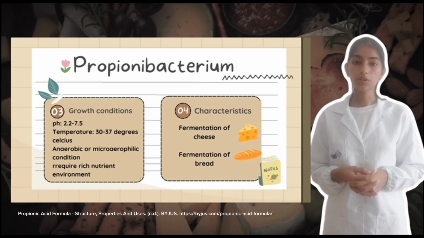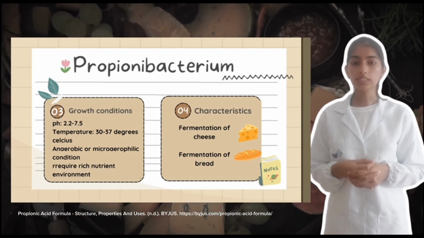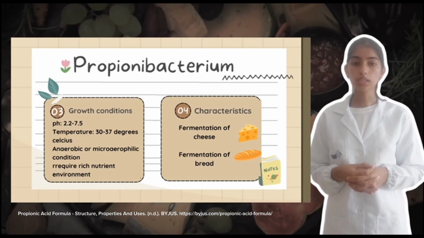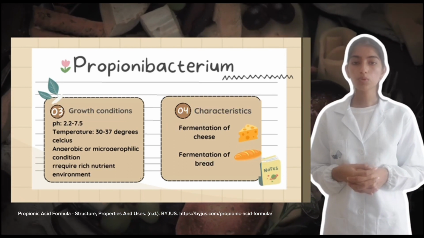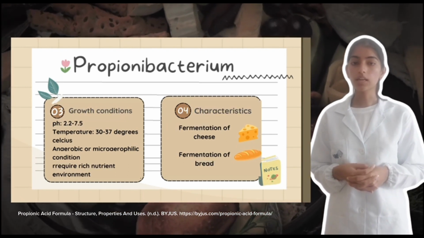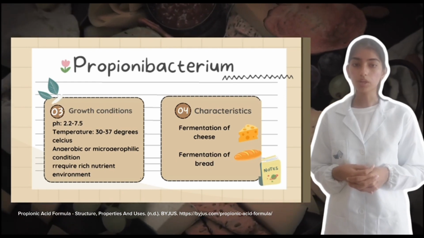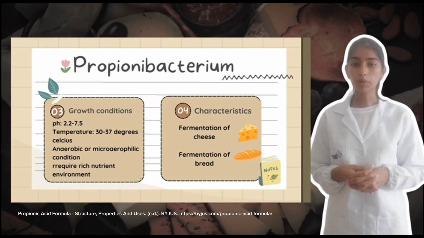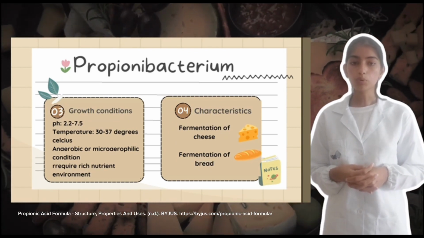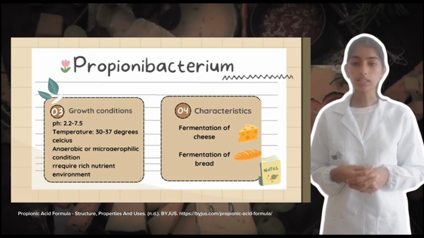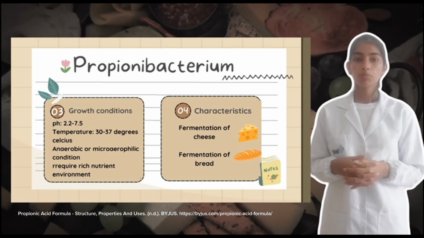Propionibacterium, the unsung hero of cheese production. This bacterium is responsible for the distinctive flavor and texture of Swiss and Emmental cheeses. During the fermentation process, Propionibacterium consumes lactic acid and produces carbon dioxide and propionic acid as byproducts. The carbon dioxide forms bubbles, creating the characteristic holes in the cheese, while the propionic acid contributes to its nutty flavor. And let's not forget its role in the fermentation of bread.